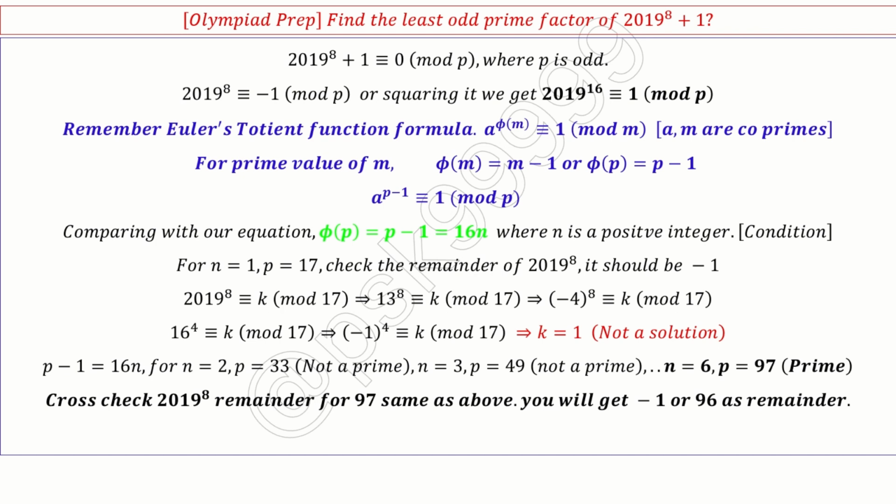You get actually the answer, which is nothing but the odd prime factor of 2019 to the power of 8 plus 1 is nothing but 97. This is the odd prime. Okay. So this is how Euler's totient function is helpful for us actually. So this is a new concept which is very much useful for all the students who are going for Olympiad.